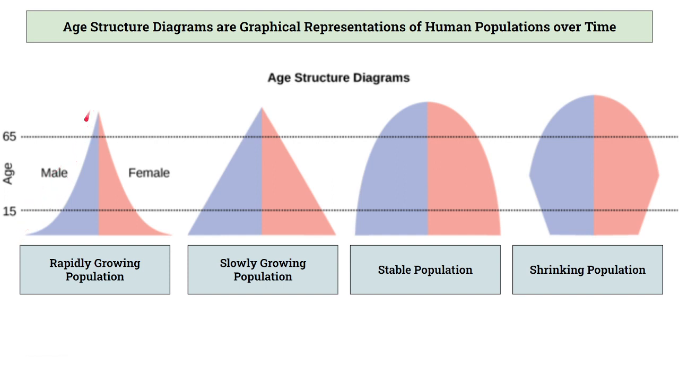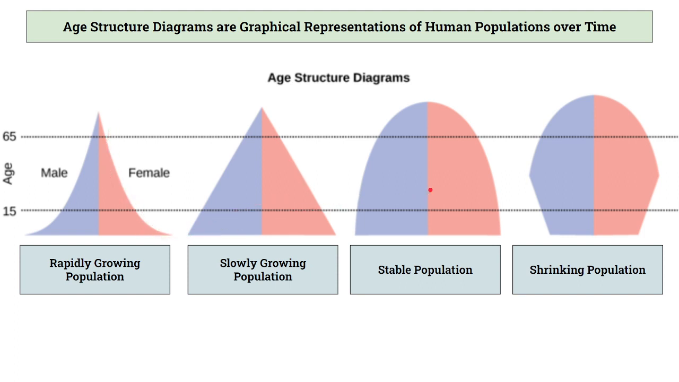So what we see here is a triangle-shaped age structure diagram in which most people are young and few people are old. In a slowly growing population, you still have this triangle, but the difference between the young population and the old population in terms of size is much more subtle. So you're still growing, but it's not nearly as dramatic as it was here.